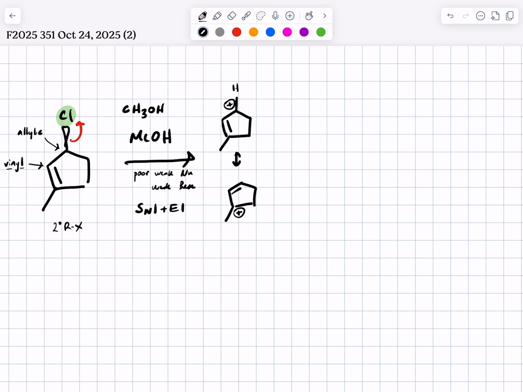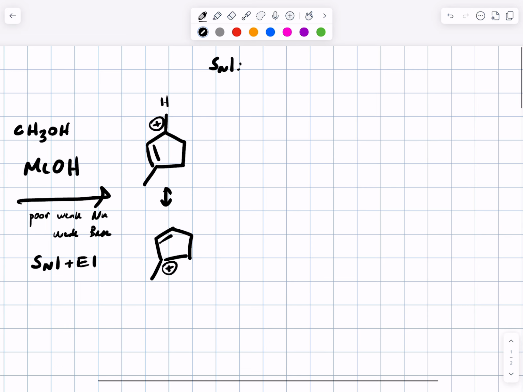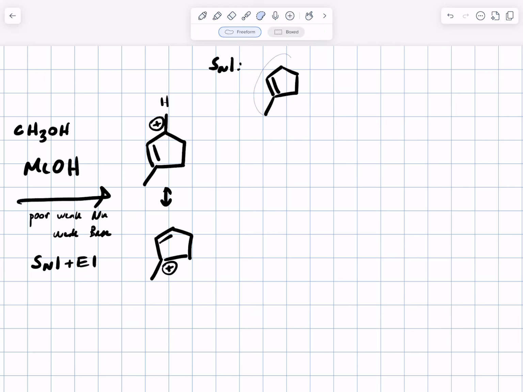And the SN1 product should be pretty easy. I will show you them real fast. Methanol would attack the empty p orbital on the positively charged carbon from above or below. And if we attack the resonance structure on the top, we're going to get this product.